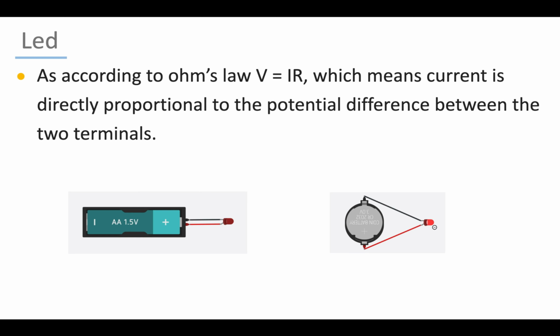What I mean here is, in these two pictures, in the first one I have a 1.5 volt battery cell, while in the second one I have a 3 volt battery cell. With the first one, the LED is glowing with lower brightness, while with the second one, the LED is glowing with higher brightness. So it means that the higher the voltage supply or the potential difference between the two terminals, the higher will be the current flowing through the circuit. That's why our LED is glowing with more brightness with a 3 volt battery cell.